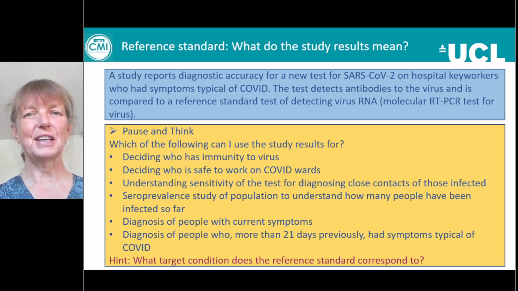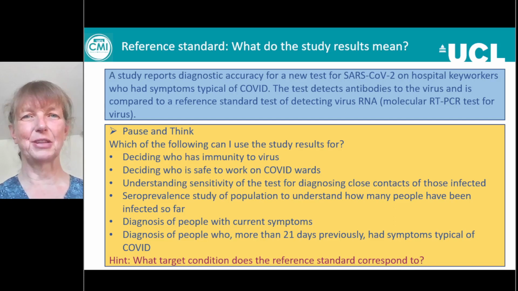Okay, so it's going to take you a little while. Go through each of these in turn, and you're going to say, does a reference standard correspond to immunity to virus? Okay, and that's what you're then going to make a decision about whether you can use the study results. Does a positive test with the antibody confirm the reference standard test of immunity to virus? Okay, good luck. I look forward to having some good discussions with you in the next few slides.